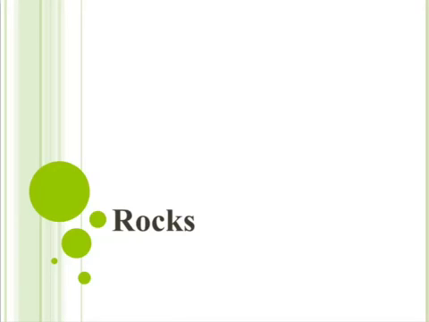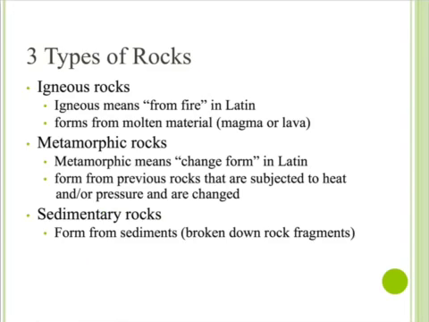In this lecture, we will be talking about metamorphic rocks. Let's do a quick recap. The three types of rocks are igneous, metamorphic, and sedimentary. Igneous rocks come from magma or lava. Metamorphic rocks come from rocks that have been changed due to heat and/or pressure.